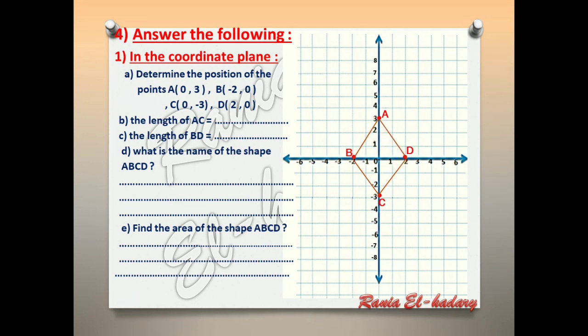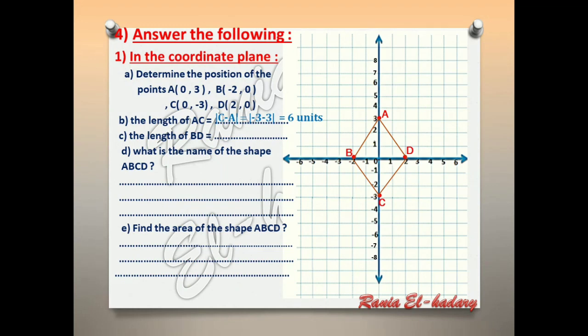Letter B. I want to find the length of AC. The length of AC equals the absolute value of C minus A, which equals negative 3 minus 3, equals 6 units. Or I can find the length of AC on the coordinate plane. Count from point A to point C: 1, 2, 3, 4, 5, 6. I have 6 units. So the length of AC equals 6 units.